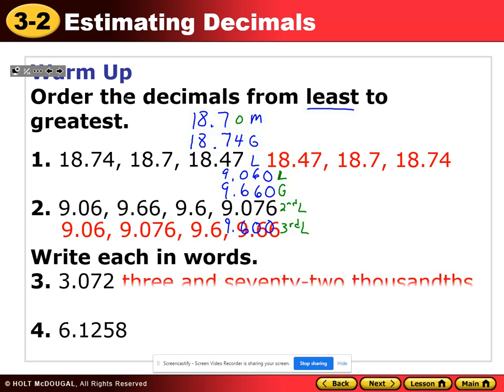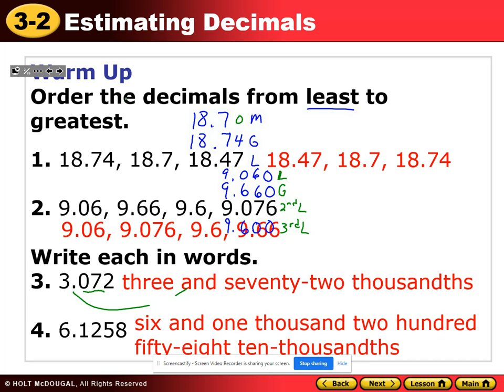Now, we also wrote them in words when we say them, right. 3 and, notice the connection, 72 thousandths. You look at that number, 72, it's in the thousandths, there we are. 6 and 1,258 ten thousandths, because that's the ten thousandths place. All right?